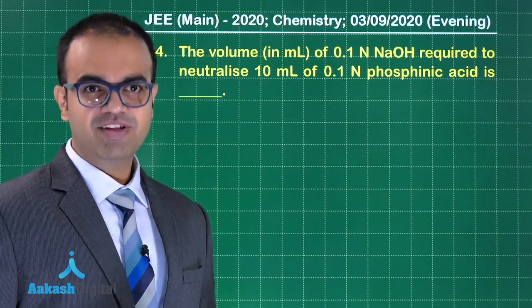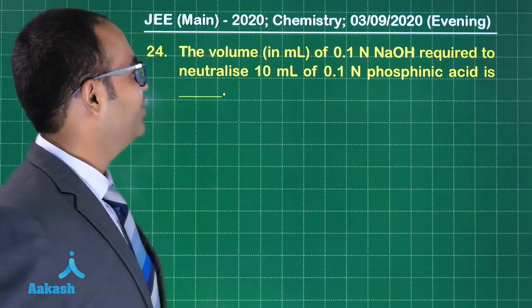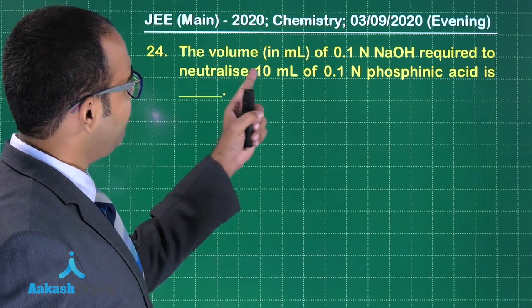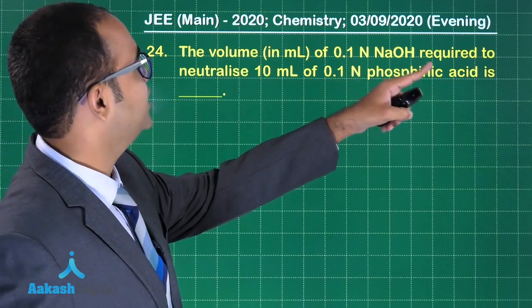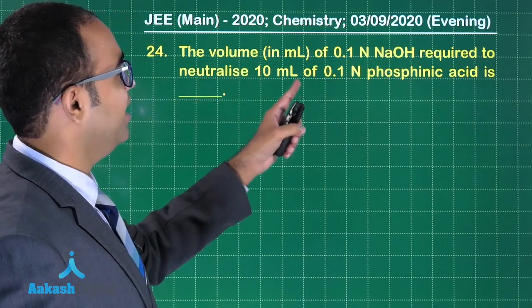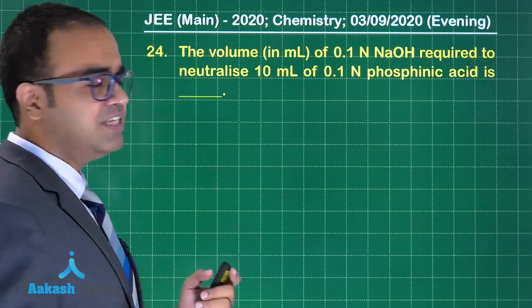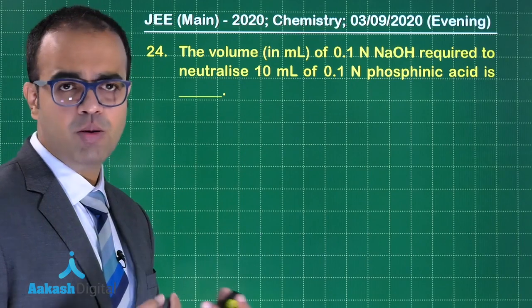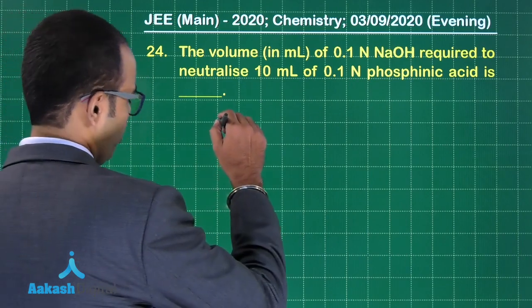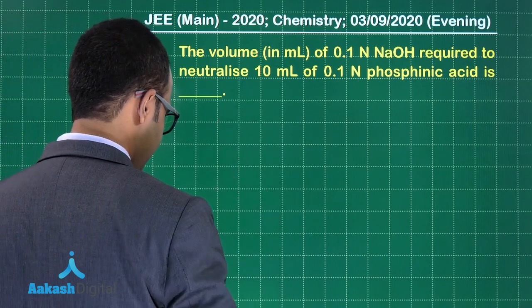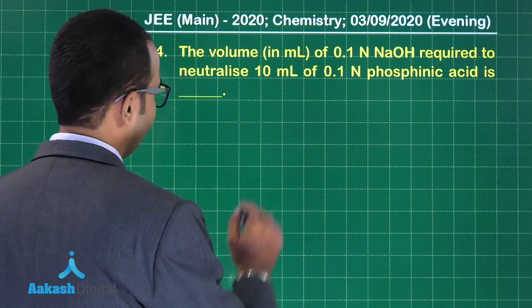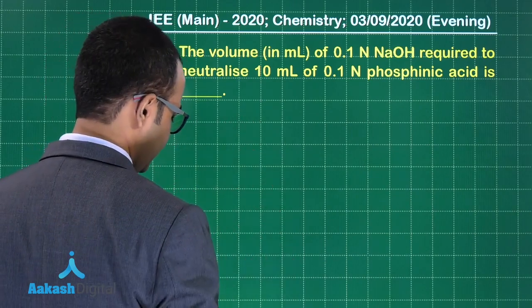Let us solve question number 24, guys. So the volume in ml of 0.1 normal NaOH required to neutralize 10 ml of 0.1 normal phosphinic acid is. So what is the structure of phosphinic acid, or what is the formula for phosphinic acid? Phosphorous acid is H3PO3.